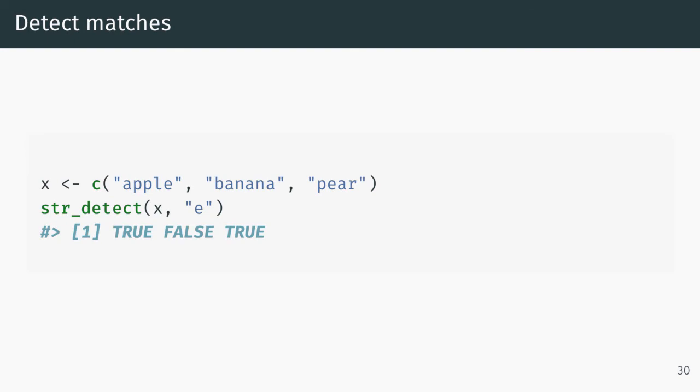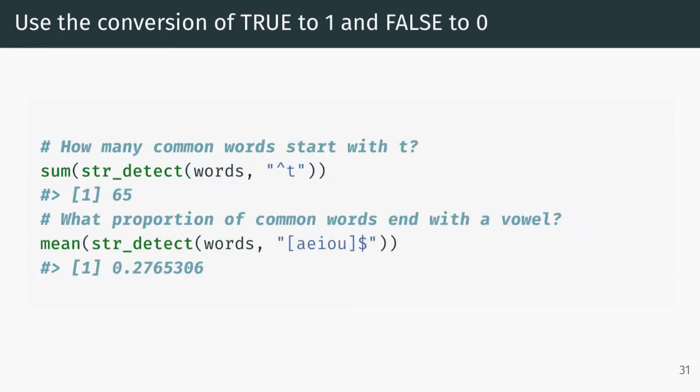So you can detect matches. Here you're going to detect whether or not there's an E in any of these vectors. So is there an E here? True. Is there an E here? False. Is there an E here? True. So the vector x, the regular expression E, and the output is Boolean. The output of str_detect is Boolean.